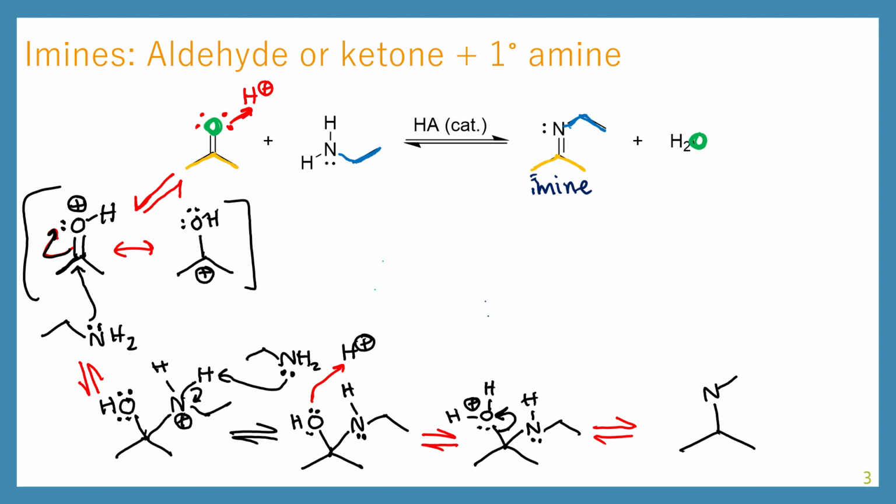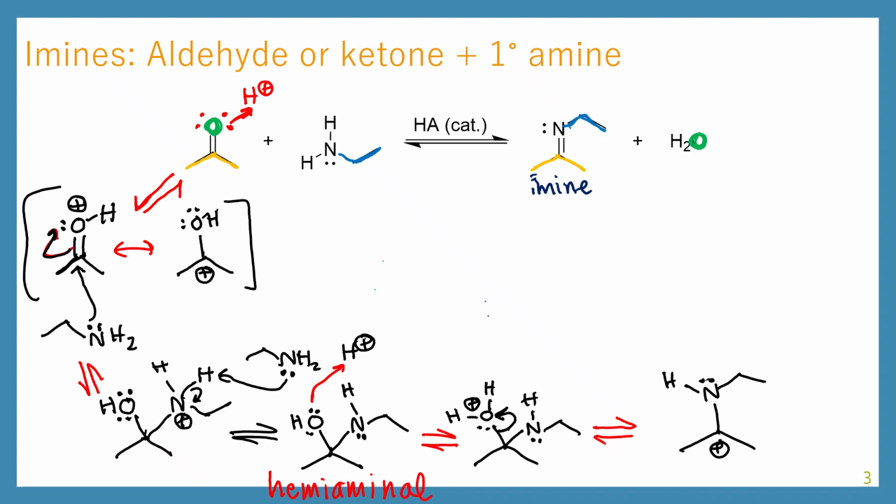So this gives us this intermediate here, which looks really, really familiar. This is what we had right after we had the hemiacetal. And actually, I forgot to throw in the fun word over here. When you're halfway to an imine, this is called a hemiaminal. So halfway to an imine is called a hemiaminal.